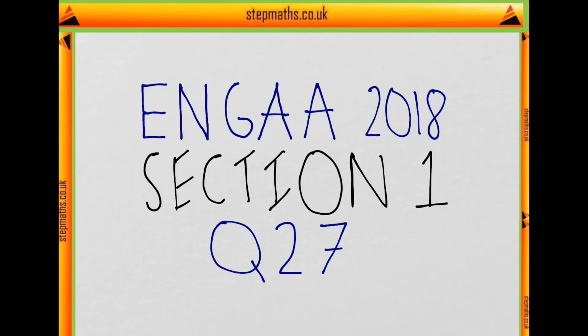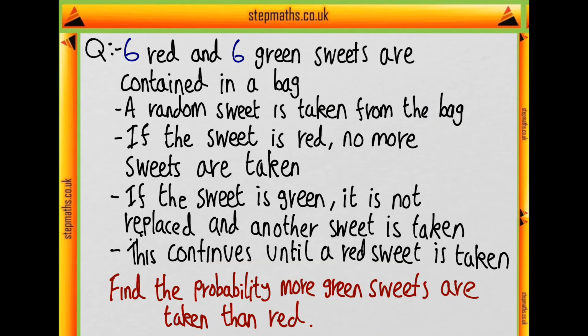This is question 27 from section 1 of the 2018 ENGAA paper. In this question, we have 6 red and 6 green sweets which are put in a bag. And we're told that a random sweet is taken from the bag. And if the sweet's red, we stop. So no more sweets are taken.